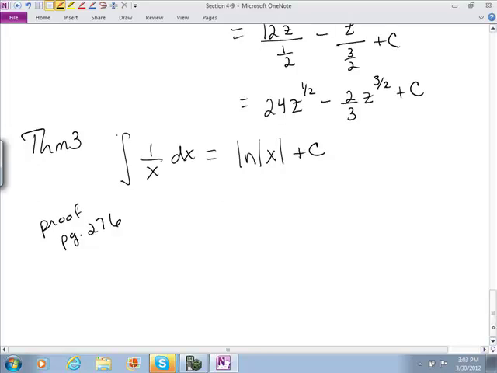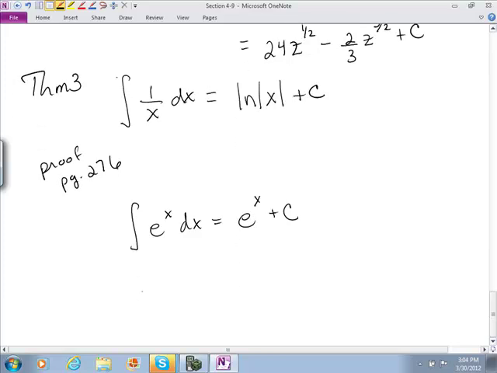Now I wanted to give some others. I bet you know this one, the antiderivative of e to the x dx. Well, you remember that the derivative of e to the x is e to the x, so the antiderivative is also easy, right? It's just going to be e to the x plus c.